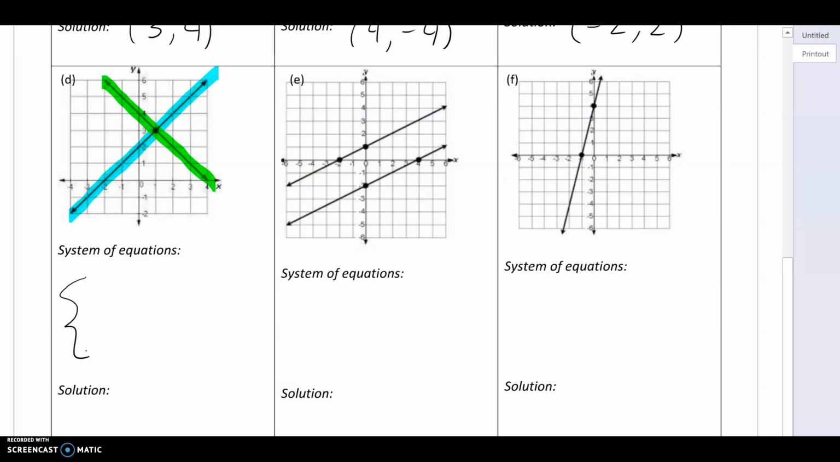So in this graph, if I look at the blue line, the y-intercept's right there at 2, and it looks like the slope here is up 1 over 1, up 1 over 1. So I have y equals x plus 2. Remember, you can write it 1x is just x. For the green line, my y-intercept is at 4, and here it looks like I'm just going down 1 over 1. So y equals negative x plus 4. The solution is where they're intersecting, so I'm at 1 comma 3.